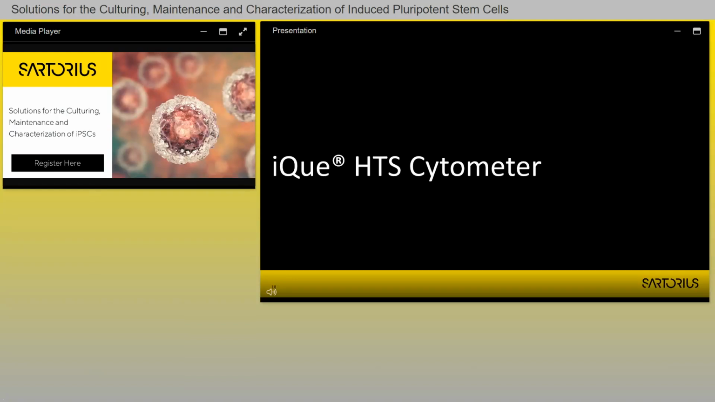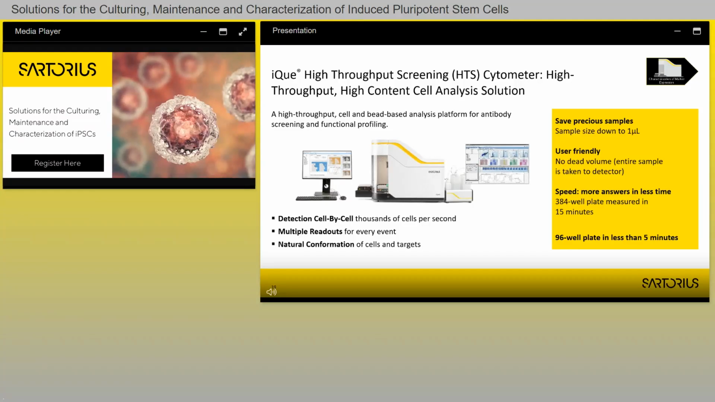Now we'll take a look at the iQue high throughput screening cytometer. This is the iQue high throughput screening cytometer. It's a high throughput, high content cell analysis solution. It can analyze both cells and beads for antibody screening and also functional profiling.